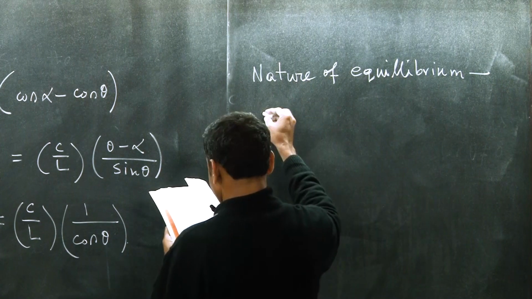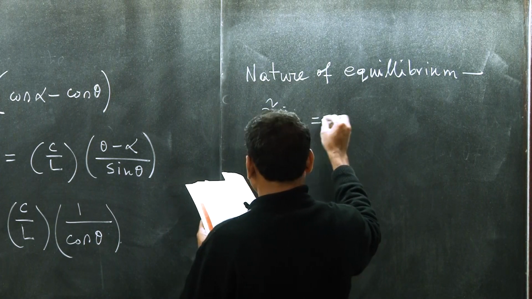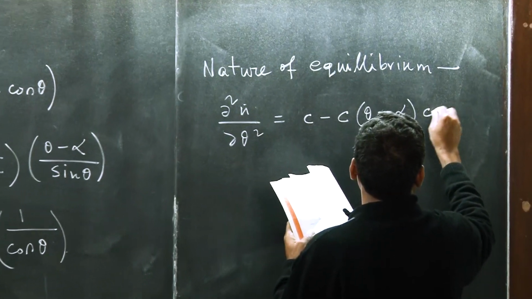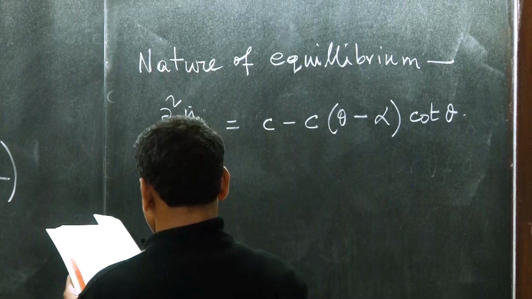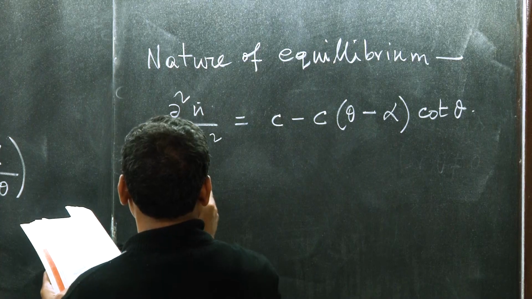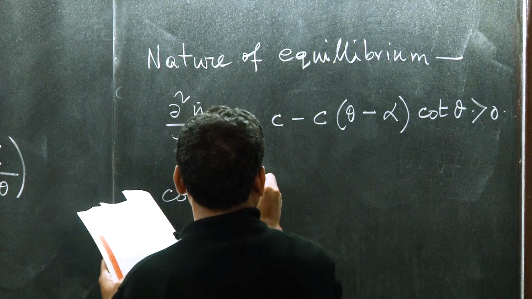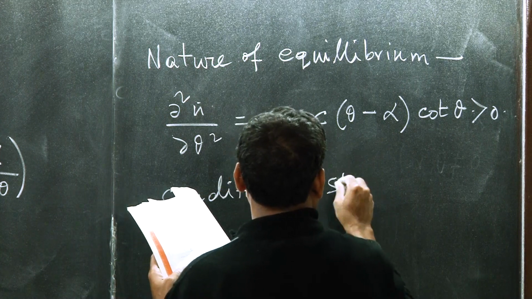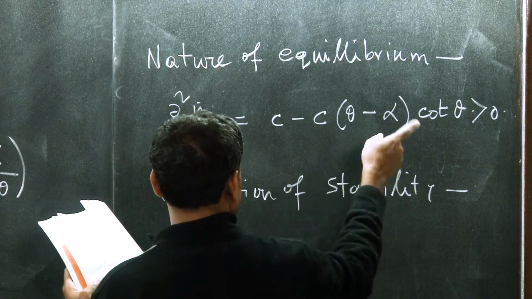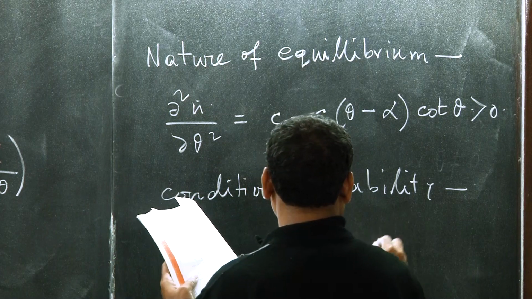So if you write del 2 pi del theta 2, then this expression you will get: C minus C theta minus alpha something. And from there you will see the condition for stability: this must be greater than 0 for stability. If you simplify, tan theta must be greater than theta minus alpha, right.